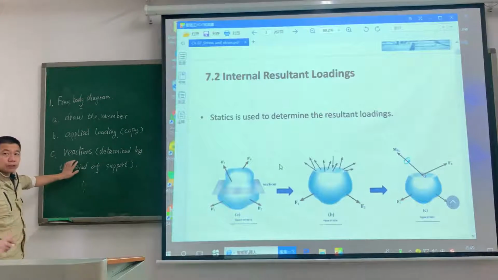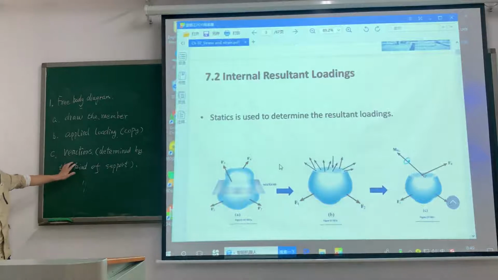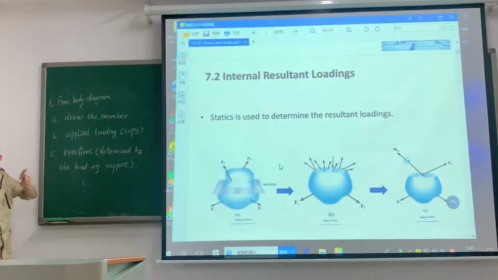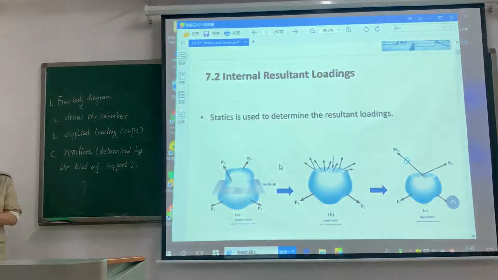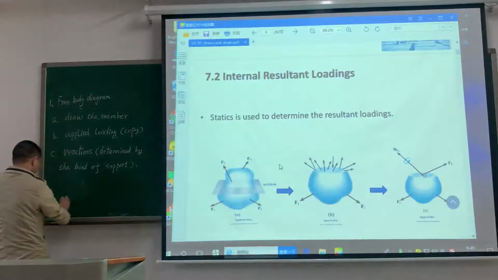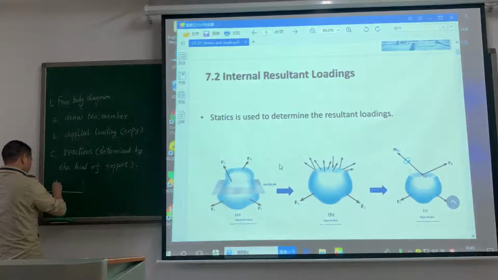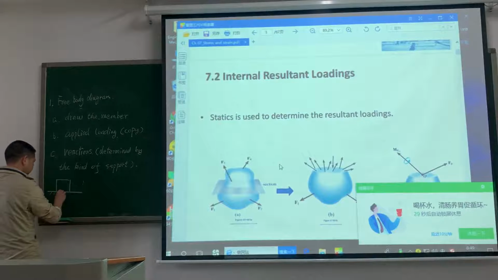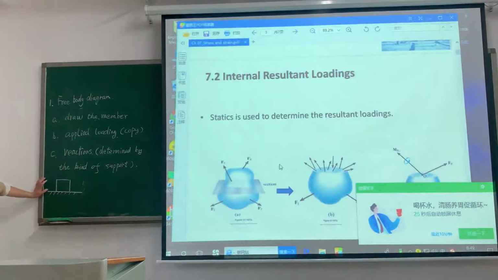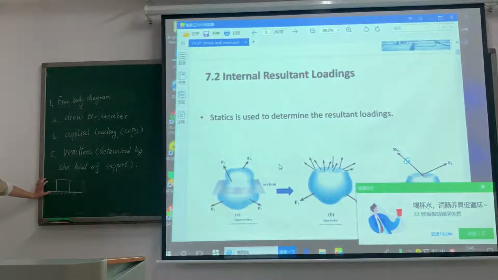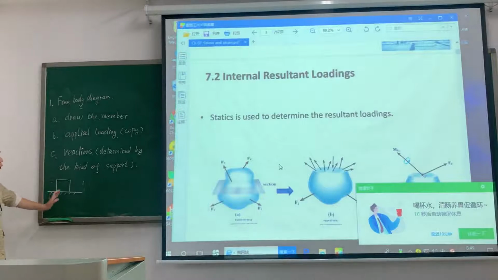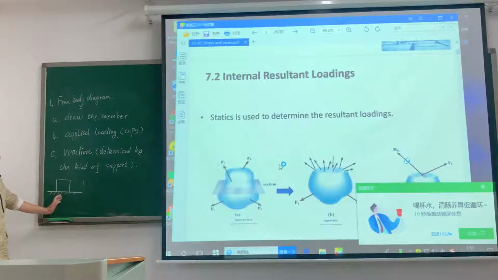Reactions. The difficult point is the reactions. How to do the reactions? We introduce some kinds of support. It is a frictionless surface. Frictionless surface. How to do the force? How to do the reactions by this kind of support?